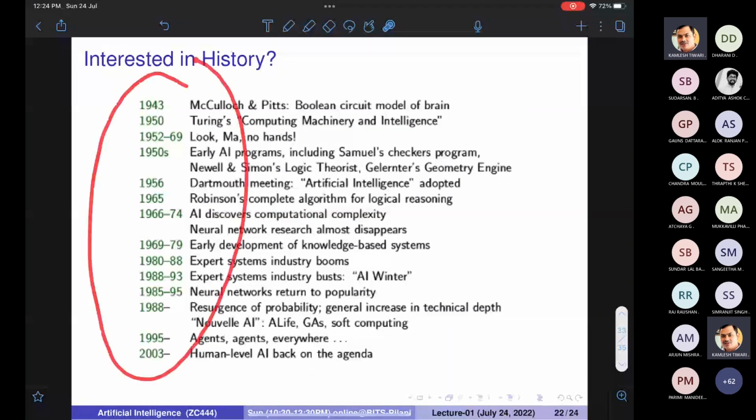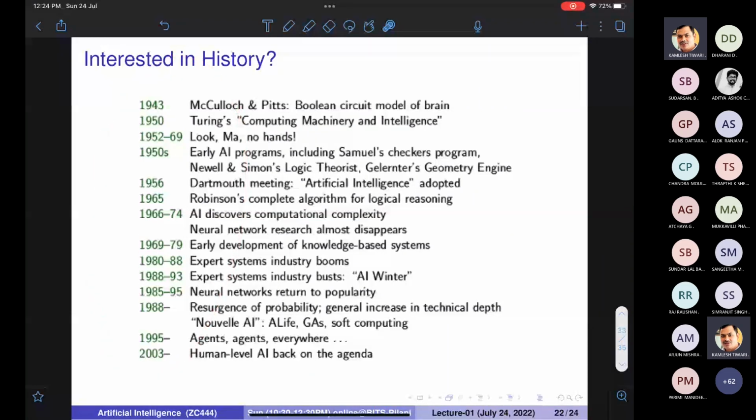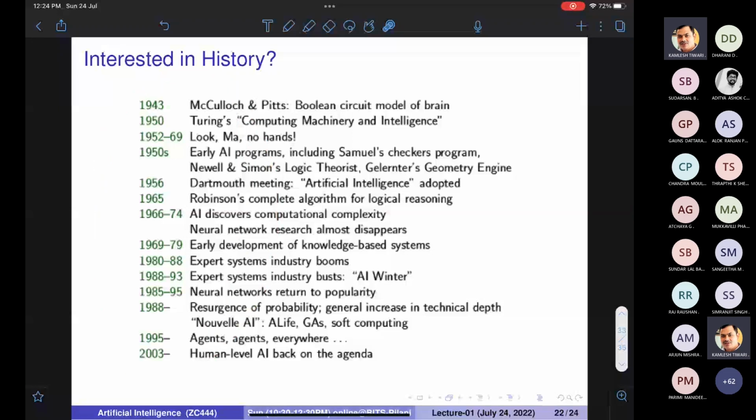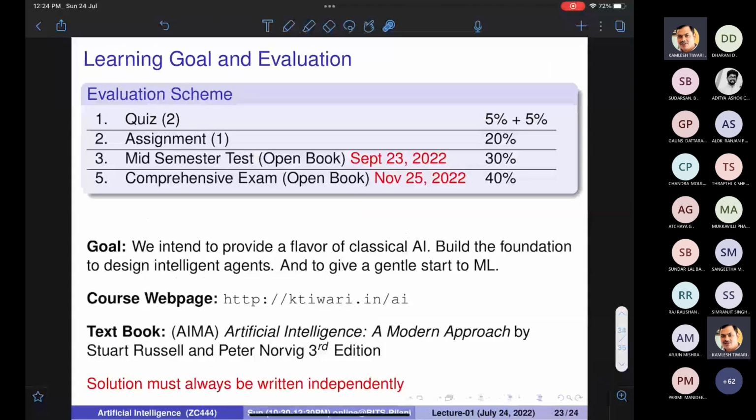There is a huge history, so I would not like to go into this. This history has been taught well in the recorded session. You just see that from the very beginning, people have been thinking about machines which are going to have intelligence, and a lot of things are there. I'm not going into that particular detail.